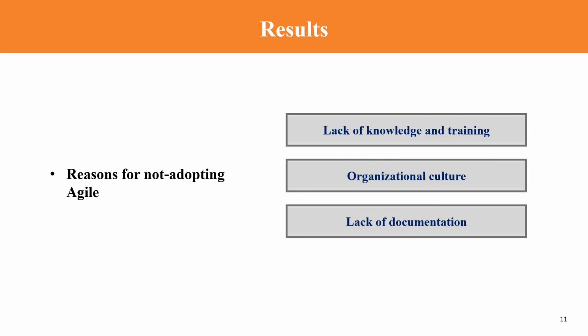On the other hand, here are the three most significant reasons for not adopting Agile. First, lack of knowledge and training. Second, organization culture. And third, lack of documentation.